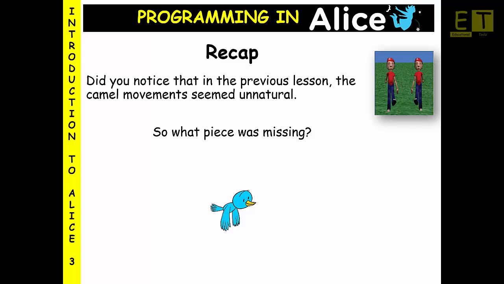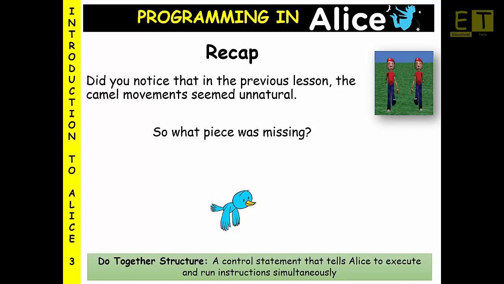So in Alice and in programming in general, we often perform actions together. The control structure that allows us to do this in Alice is called the Do Together block. All actions placed inside the Do Together block will be executed at the same time. And again, referring back to our keyword of today's session, the Do Together structure is a control statement that tells Alice to execute and run instructions simultaneously.